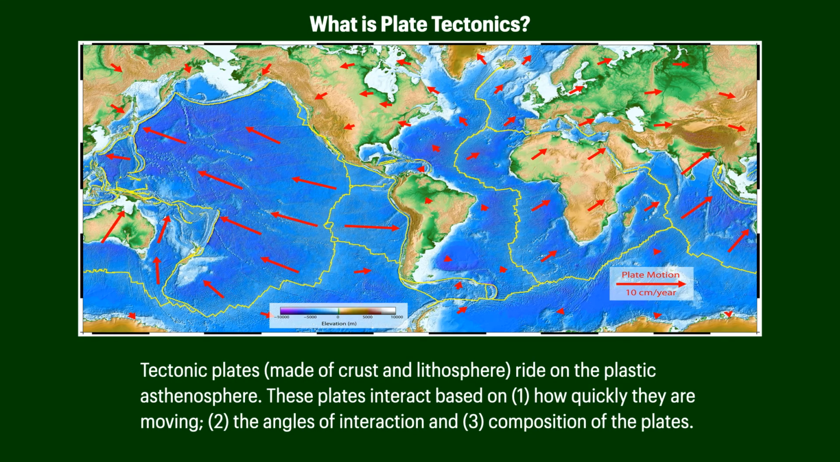So what exactly is plate tectonic theory? Well, the idea is that we have plates that make up the surface of the Earth that ride on the asthenosphere, and these plates will interact based on how quickly they move, the angles of those interactions, and the composition of the plates. So two oceanic plates that collide will behave differently than an oceanic plate and a continental plate. Plates in the Pacific are moving much faster than in the Atlantic. So the ways that they interact, the angles at which they interact, and the composition all play into the types of boundaries we have between them.